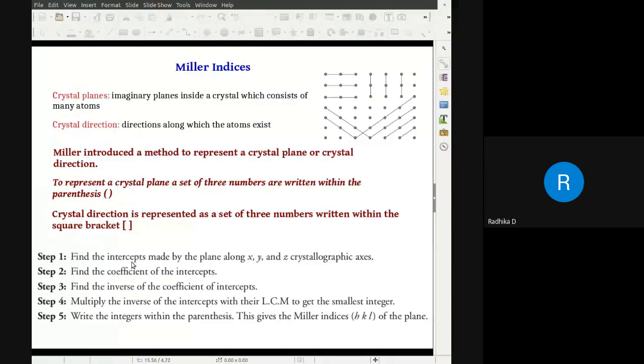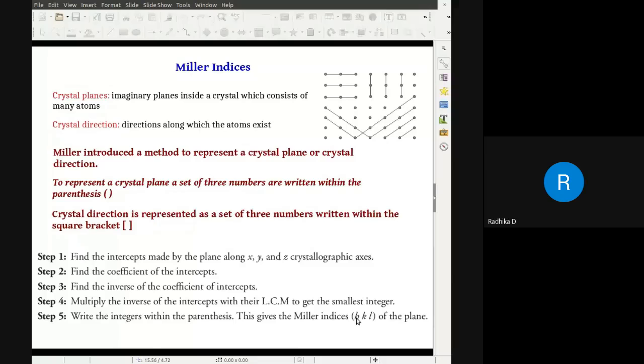So first is to get the intercepts. From the intercepts, find the coefficient of the intercepts. Next, find the inverse. Next, find the LCM of whatever you have taken as the inverse. Multiply with the LCM. And whatever numbers you get, just put within the rounded brackets or parentheses. That gives you the Miller indices. It is denoted like this, within rounded brackets, (hkl). Main point to be noticed: there is no comma separating them.